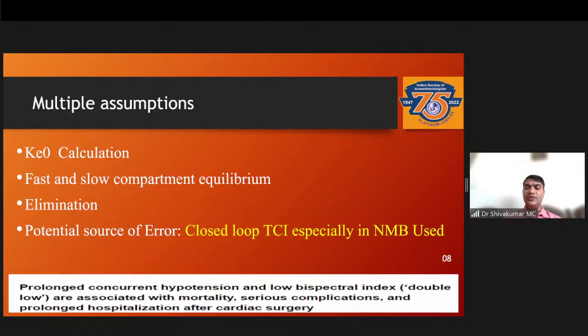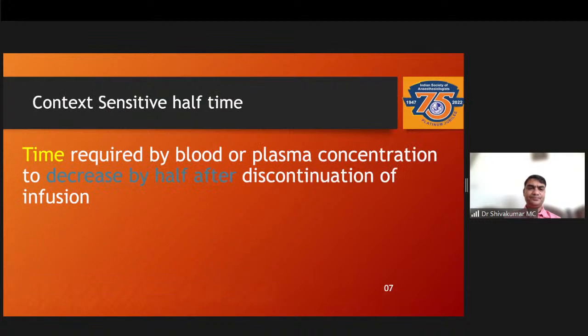Never make it isoelectric. The bispectral index should not be isoelectric, because if it becomes isoelectric, especially in elderly patients, it leads to increased chances of postoperative delirium. We have seen that if you reach burst suppression even for a brief period, there is an increased chance of delirium postoperatively. So avoid burst suppression, especially in the elderly. Maintain between around 40 to 60 in case of anesthesia, and around 60 to 80 bispectral index score for sedation. So don't decrease it below 30.